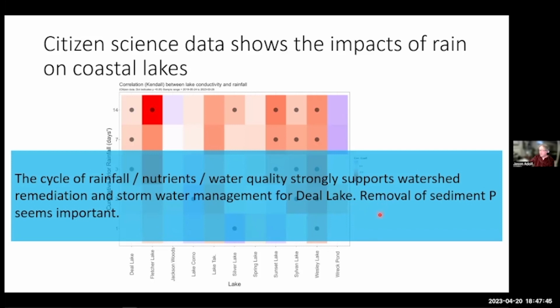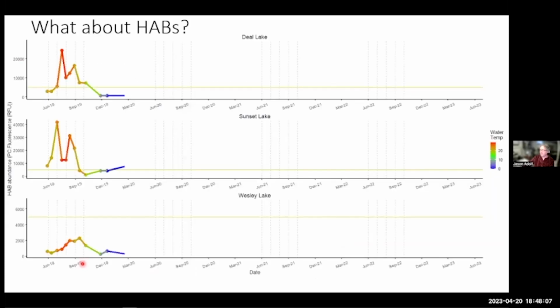Removal of sediment phosphorus within the lake seems important. I do not know the best way to go about that. That's out of my field. I would love to discuss that with people who are familiar with the different options. Dredging is not the only way to do that, and not necessarily the best way to do that either, but it is one way to accomplish that, as I understand.